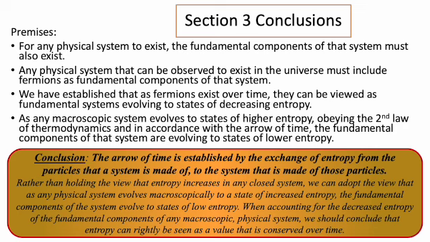Rather than holding the view that entropy increases in any closed system, we can adopt the view that as any physical system evolves macroscopically to a state of increased entropy, the fundamental components of the system evolve to states of lower entropy. When accounting for the decreased entropy of the fundamental components of any macroscopic physical system that exists in the universe, we should conclude that entropy can rightly be seen as a value that is conserved over time. This conservation of entropy is the causal power for the emergence of a unidirectional dimension of time.